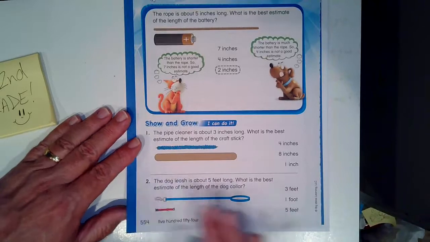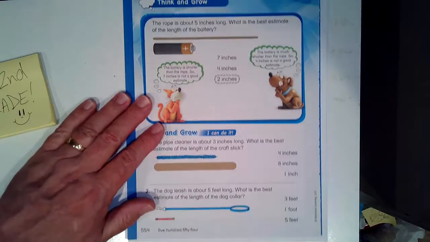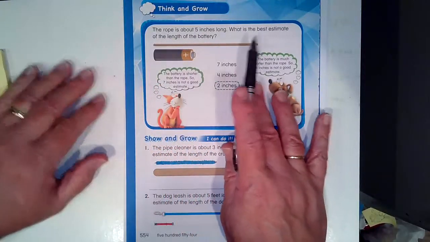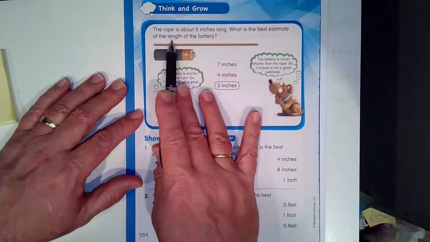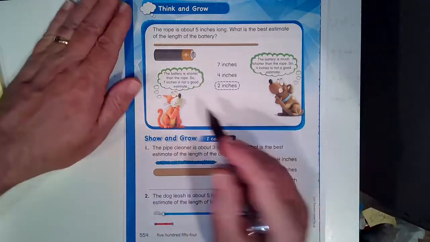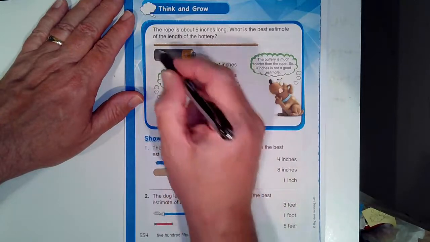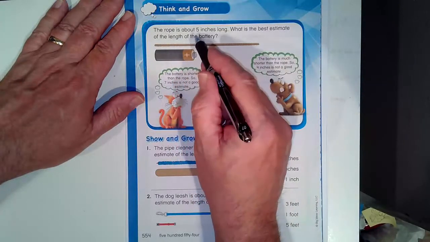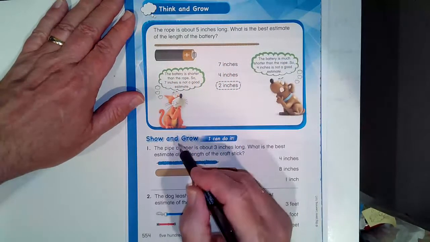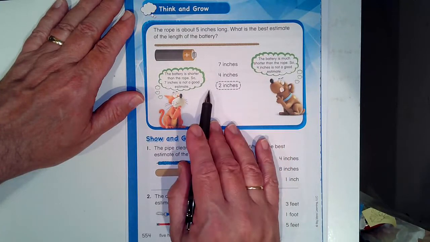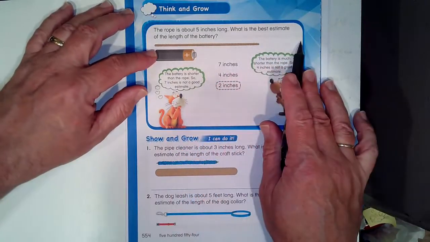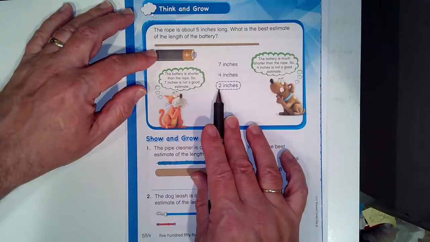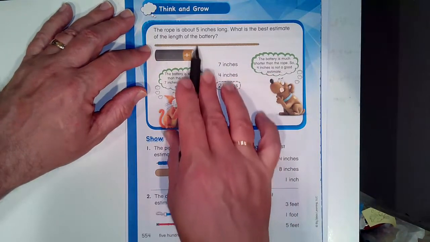All right. So I turn to the next page, 554, and it says the rope is about 5 inches long. What is the best estimate of the length of the battery? Now, I could do the same thing. I could draw one, right? Start here, end here, 1, 2, 3, 4, 5. But let's take a look at the answers they gave us. 7 is longer than 5. 4 is almost 5. And 2 is less than half.